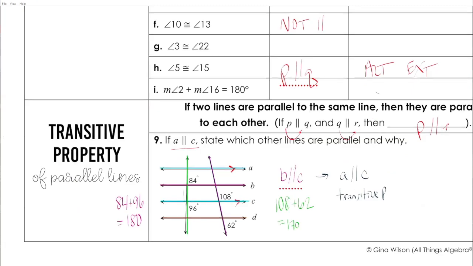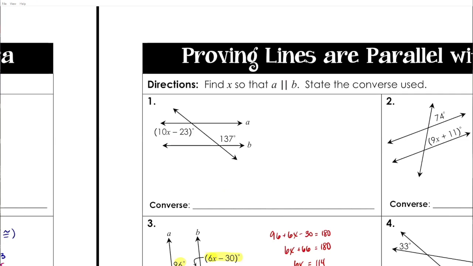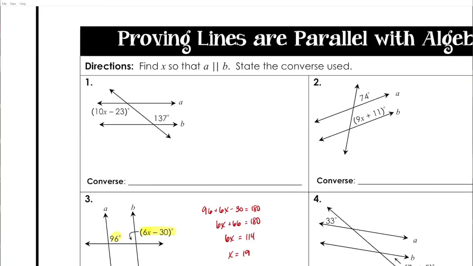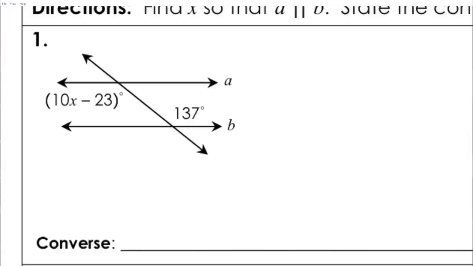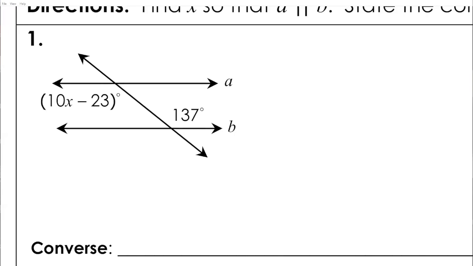All right, the next thing we're talking about today is how we can use it with algebra. So, proving lines parallel with algebra. Now what we're going to do with the math is say that they are parallel and do the math as if they are parallel. So looking at our picture here, we have opposite sides of the transversal, inside the lines. So those are alternate interior angles.